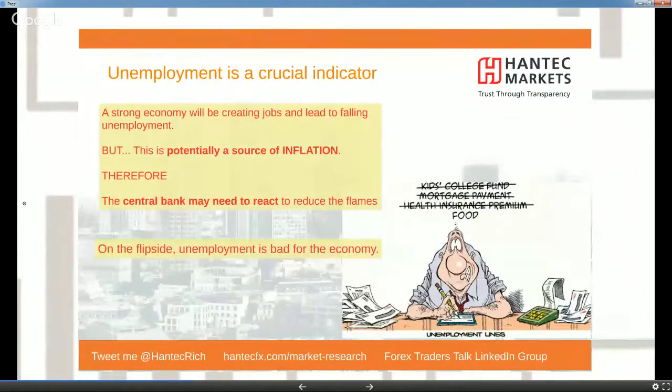Now, I talked previously about indicators such as what the central banks do as monetary policy, and also inflation. But I think the next step is to look at unemployment, because unemployment is very important, and it can have a significant impact on monetary policy from central banks. Certainly, unemployment is a key indicator of how an economy is actually performing.